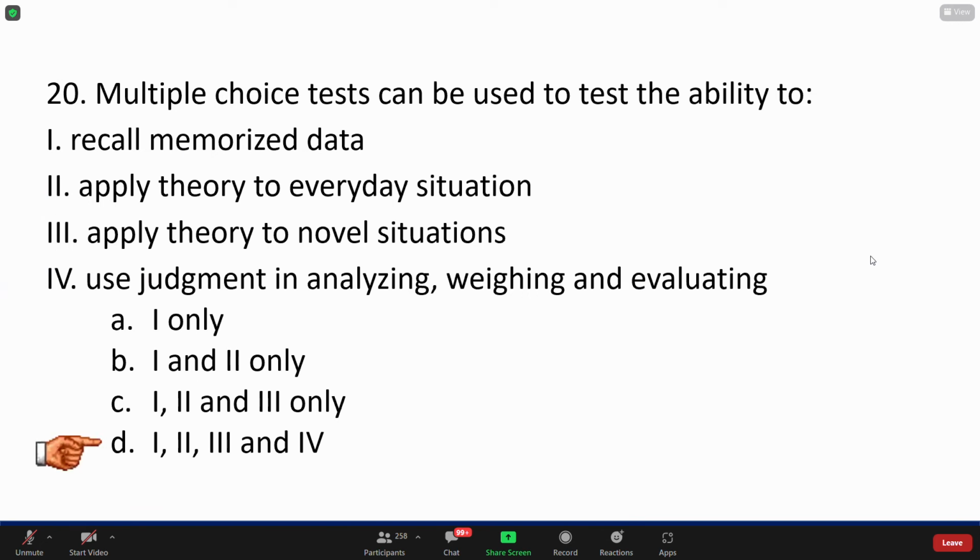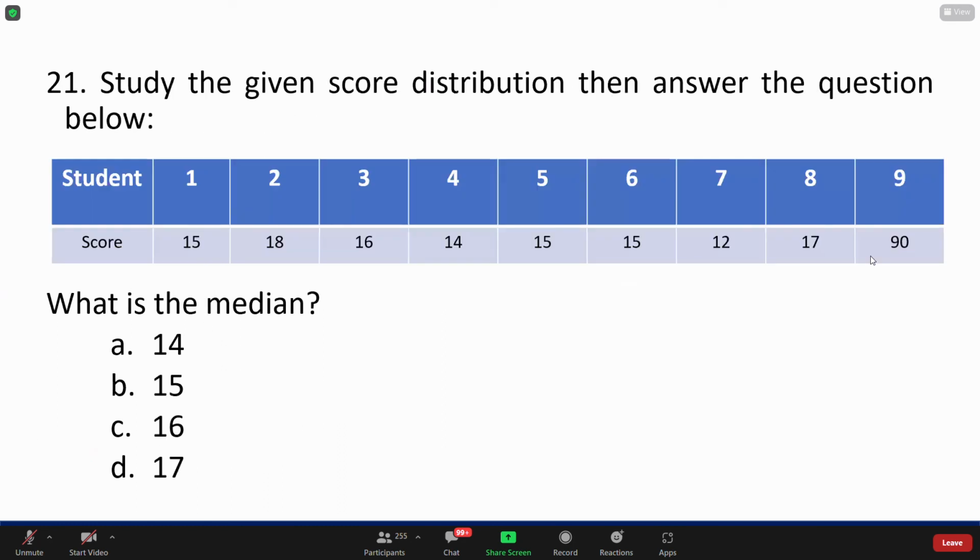Okay, correct. All of those can be done by a multiple choice test. It can recall memorized data, apply theory to everyday situations, apply theory to novel situations, and be used for judgment in analyzing, weighing, and evaluating. That's how good a multiple choice test is. Next, number 21.